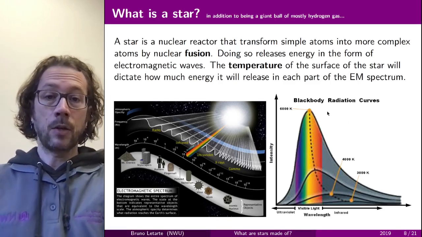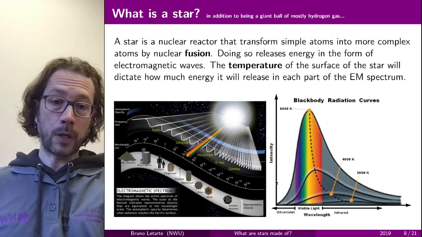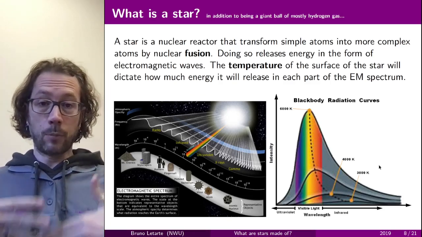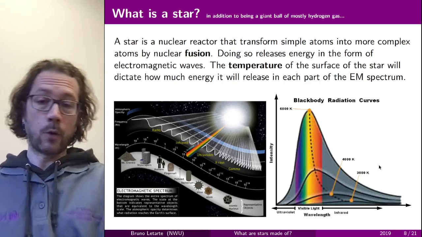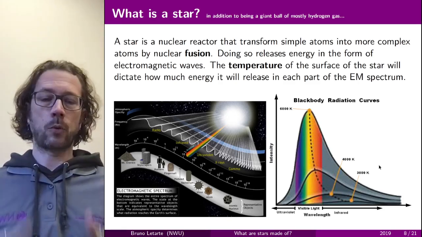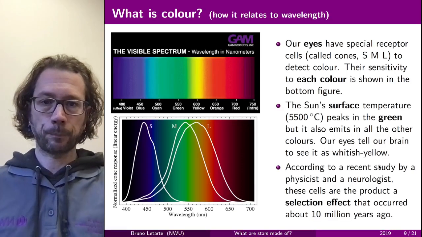So basically, just by knowing what temperature is at the surface of a star, we are able to predict how much blue light or red light or radio waves or gamma rays or whatever is in the electromagnetic spectrum will be emitted by the star and potentially received by us.